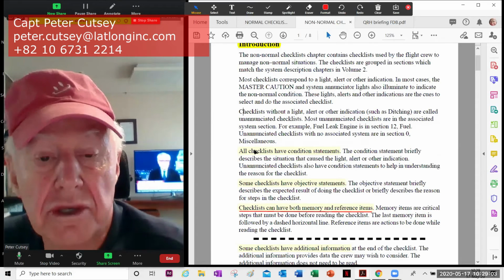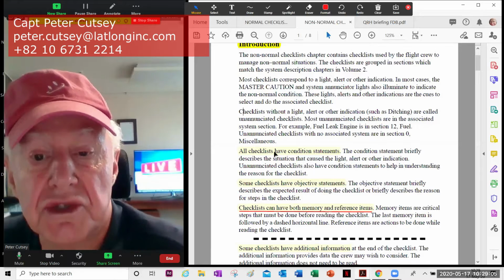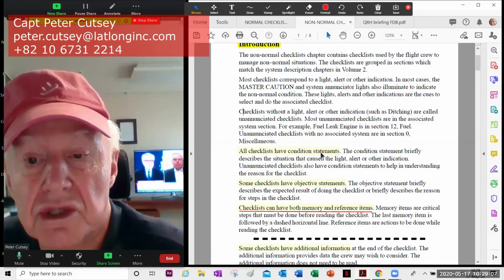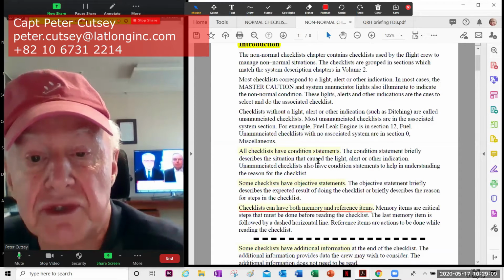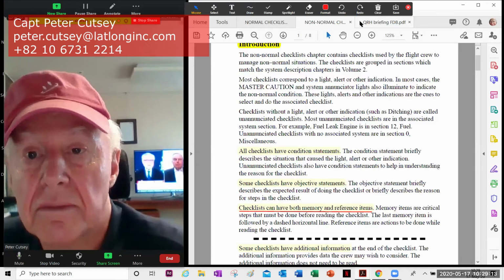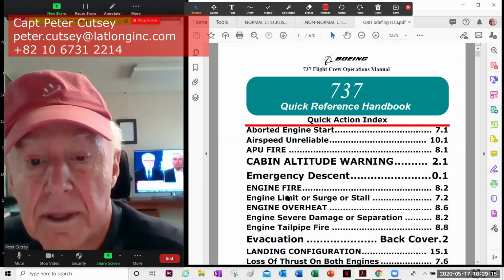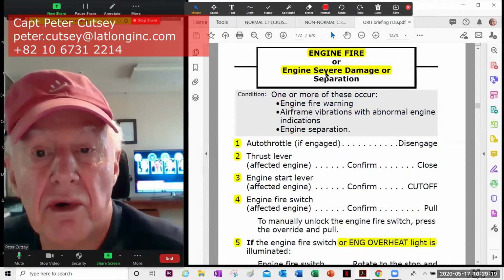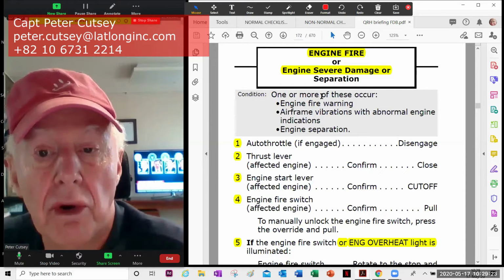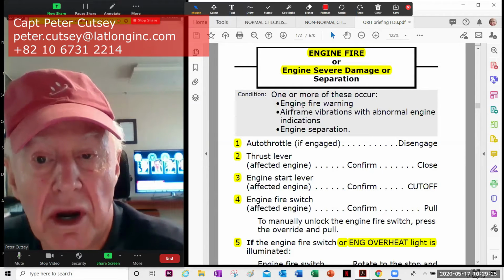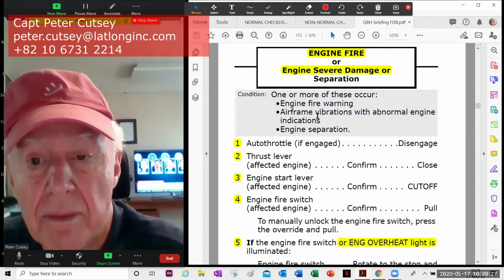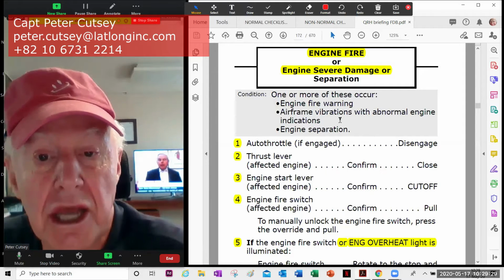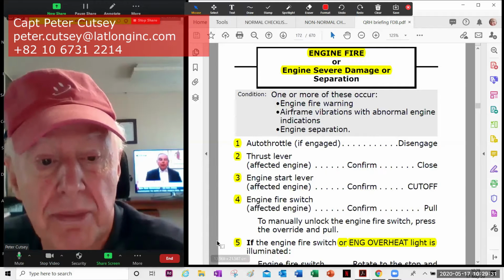All checklists have condition statements. The condition statement briefly describes the situation that caused that light. Let's just have a look. Here's an engine fire or severe damage or separation. Condition: one or more of these occur. Engine fire warning, airframe vibrations with abnormal engine indications, or engine separation.